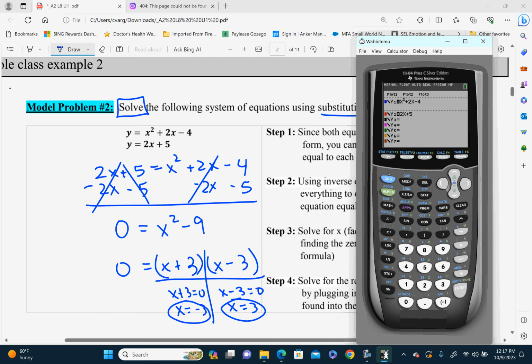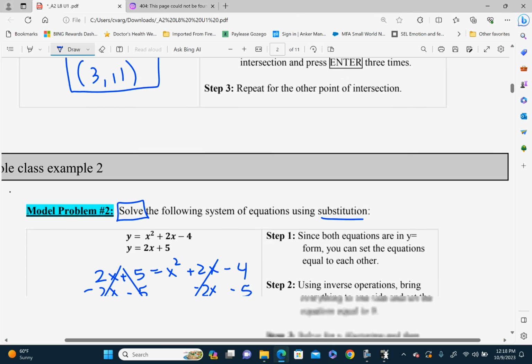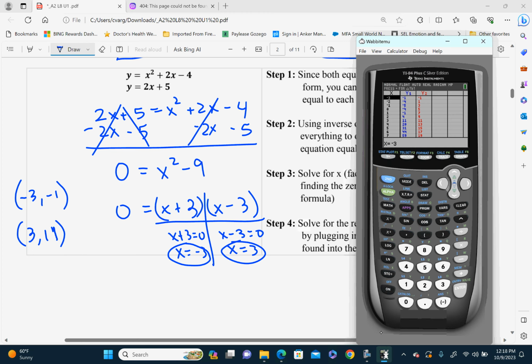So now I can hit second graph. I can go to my table, find -3, and across from -3, what's my answer? -1. So one of my answers is -3 comma -1, just like I had up here magically, okay? And then the other solution is 3 comma 11, and I want to show you that I know it because if I go to 3, across from 3 is 11. Okay, do you see that?